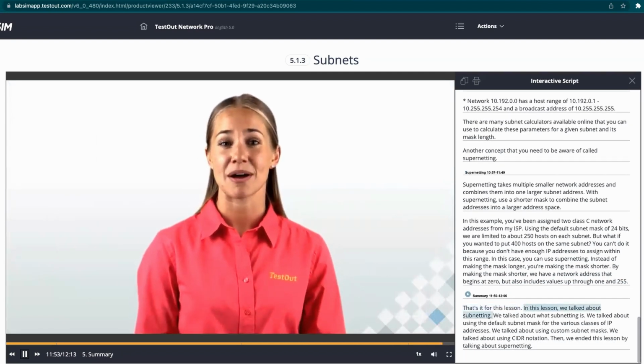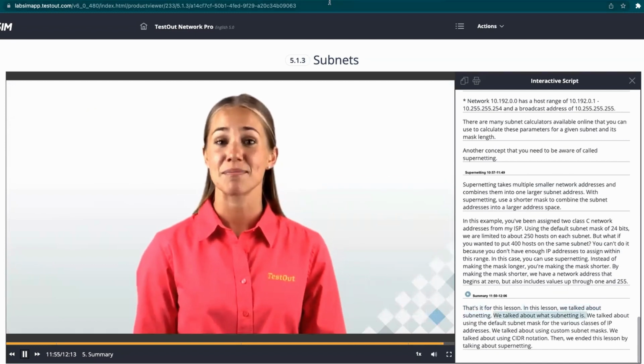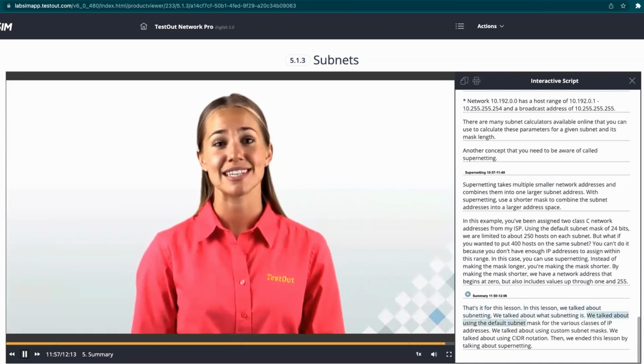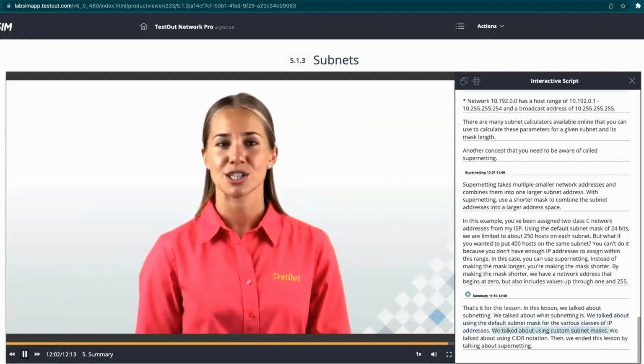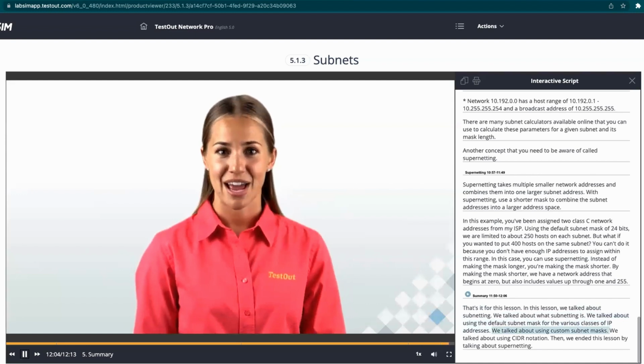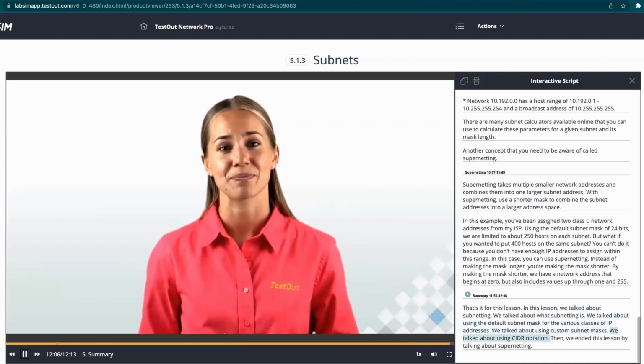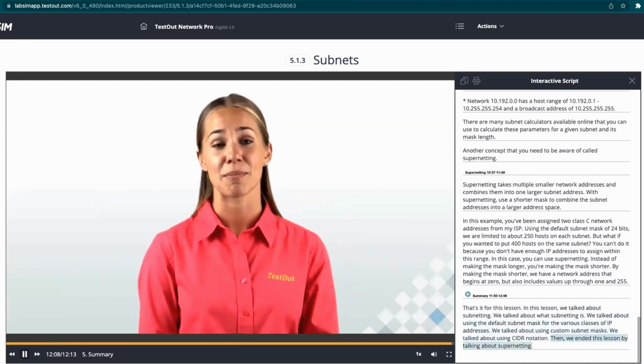In this lesson, we talked about subnetting. We talked about what subnetting is. We talked about using the default subnet mask for the various classes of IP addresses. We talked about using custom subnet masks, and we talked about using CIDR notation. Then we ended this lesson by talking about supernetting.